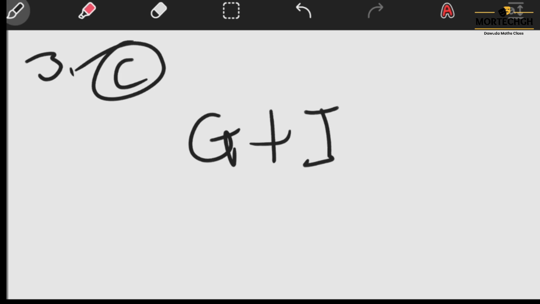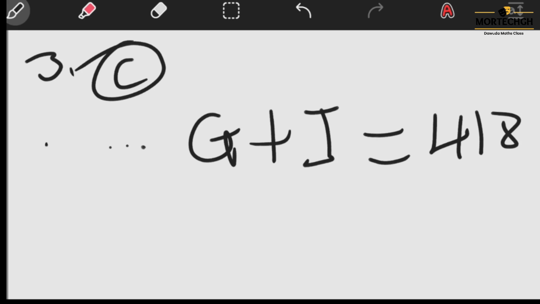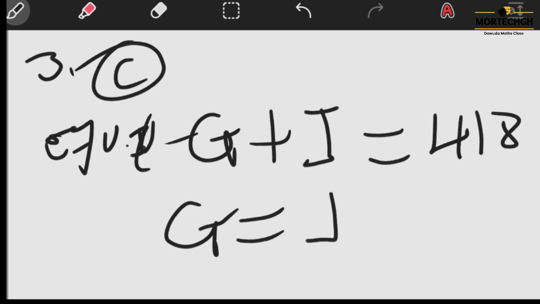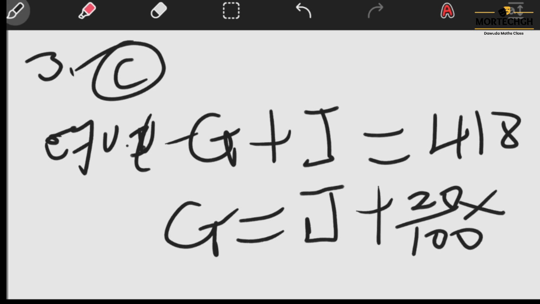The total amount shared between Gifty and Justina is 418 Ghana cedis. So G plus J is equal to 418 Ghana cedis. This is equation 1. Now, if Gifty had 20% more than Justina, we have the amount that Justina received plus 20% of the amount, which is 20 over 100 times the total amount, that is 418 cedis.